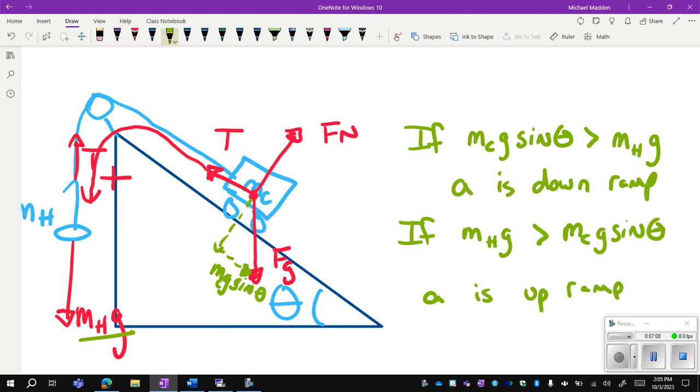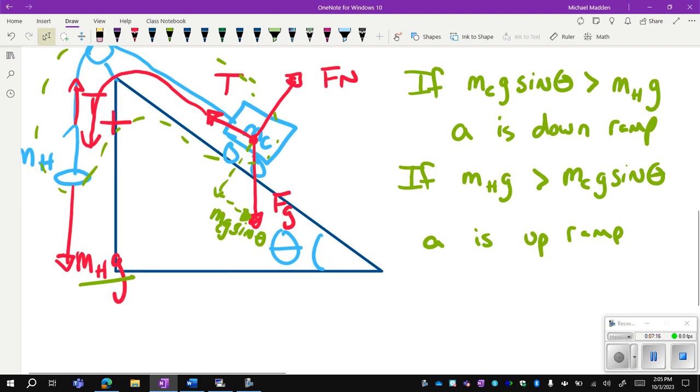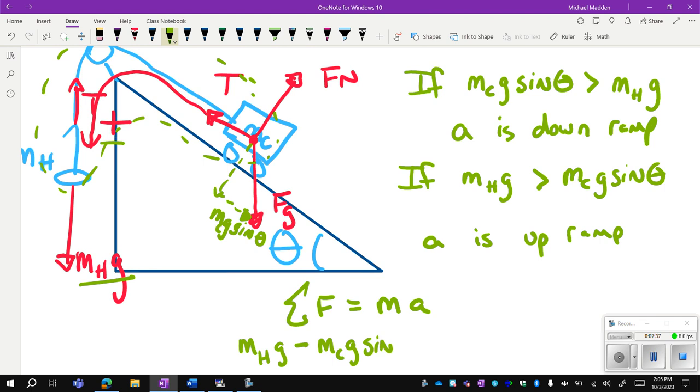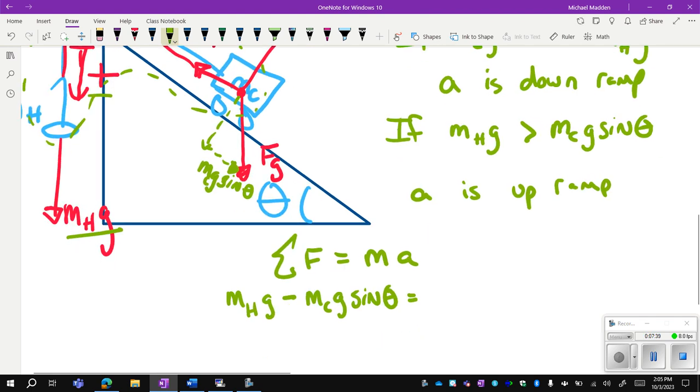Okay, so if I treat this as a systems approach, and I want to know the acceleration, if everything in that dotted area is my system, I can sum my forces and set that equal to ma. Sorry, I'm going to do it the other way. mhg, I'm assuming this is positive, minus mcg sine theta, and that's equal to my system mass, which I could write as mh plus mc, times a.